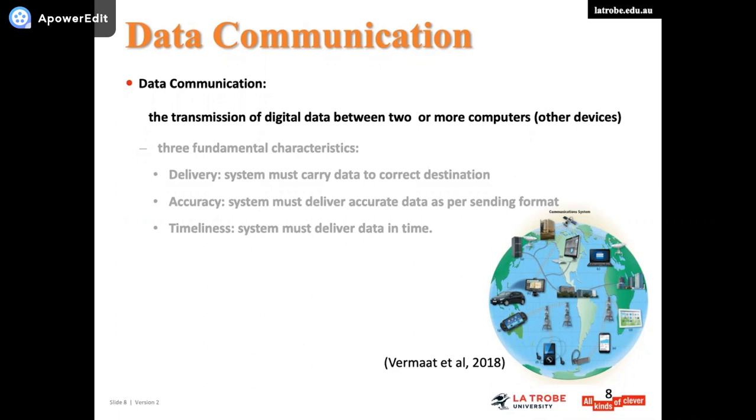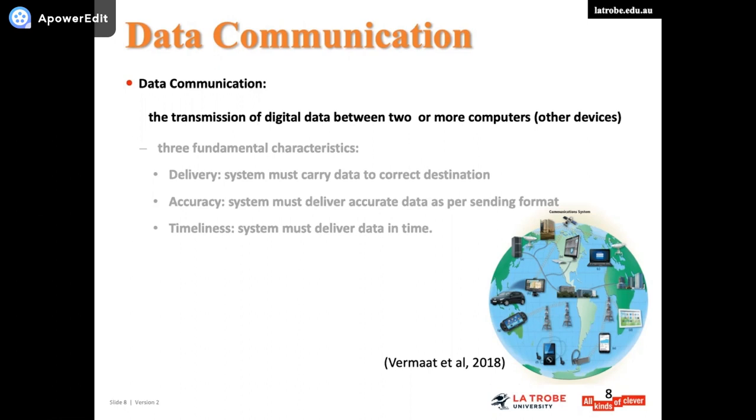There are 3 fundamental characteristics. First is delivery. The system must carry data to the correct destination. You should bear in mind that we should always know what the destination's identity is, either an IP address or a MAC address, or some other identity to show that we have delivered the package to the right person or right computer. Second is accuracy. The system must deliver accurate data as per the sending format. For accuracy, we can use another word, reliability. So we should deliver our information reliably.